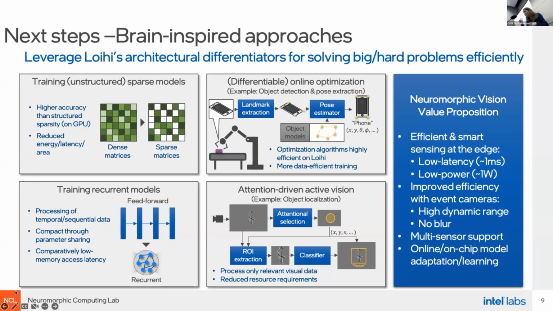Optimization is an important workload where we see large gains in computing time and power. And then we have this framework that supports designing optimization algorithms on Loihi. It can be applied to all kinds of logistics tasks, but also to landmark extraction, pose estimation, SLAM, representing objects in graph-like networks on chip.